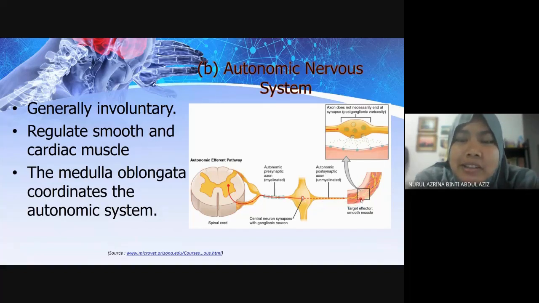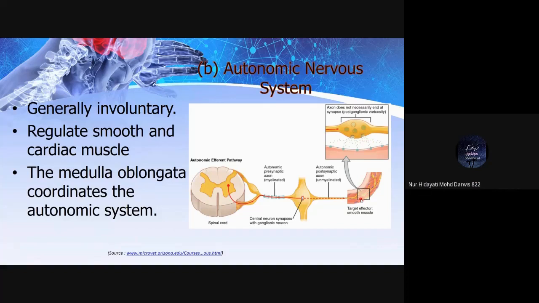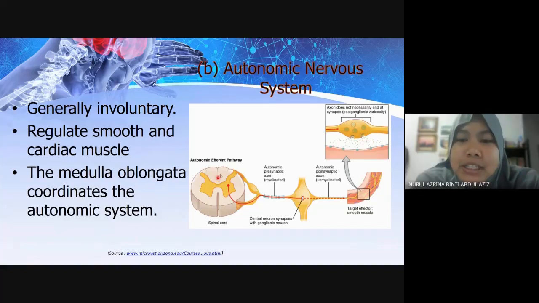How many neurons can you see here? Three, madam? How many is that? Two. You can see, one here. See this, the round part is the cell body. This one is the axon, and it synapses to another neuron.